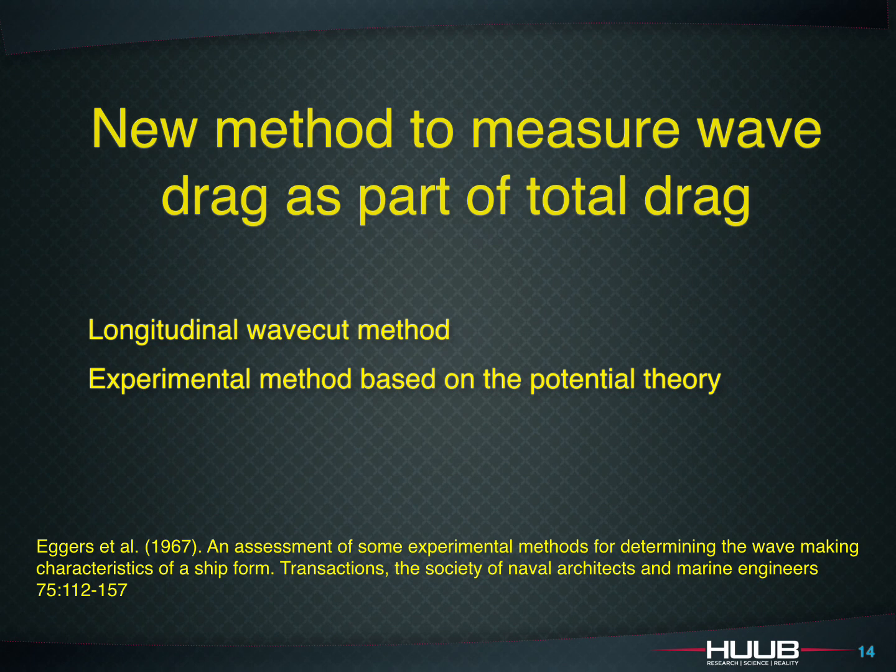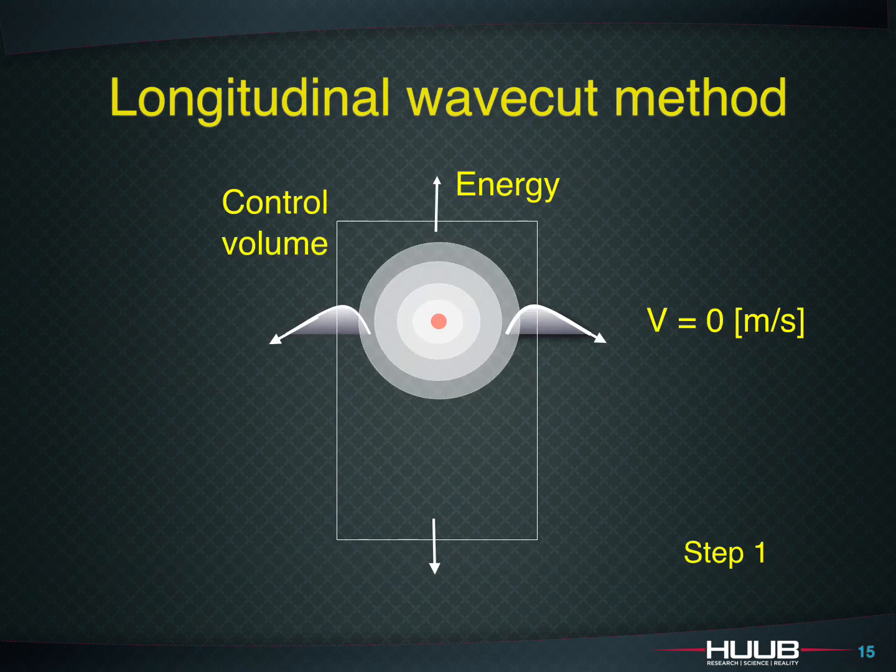Let me try to explain a little bit what the idea is behind this longitudinal wavecut method. Well, what they say is we have a control volume, and in this control volume, energy is produced in the form of waves. And if we do the analysis such that the waves only are leaving the control volume to the sides, we may have a way to measure the total wave drag.